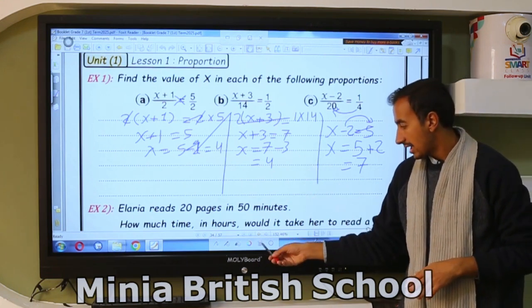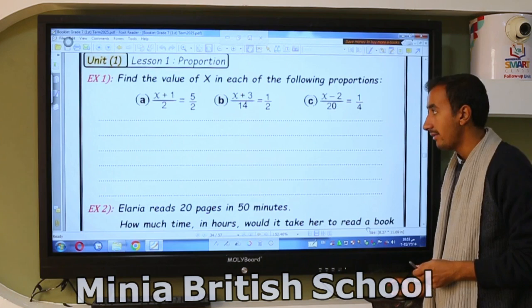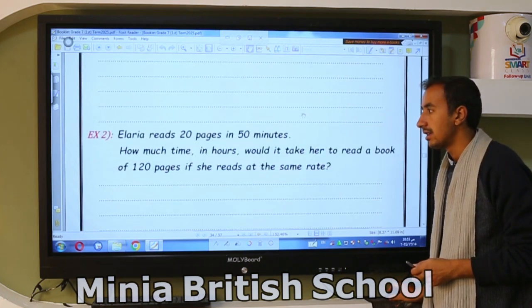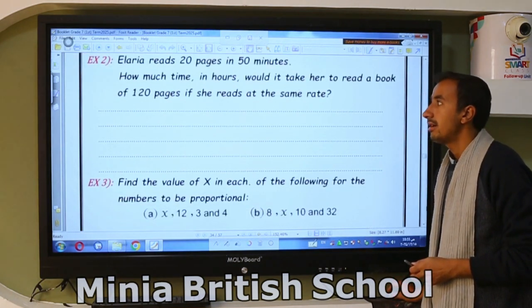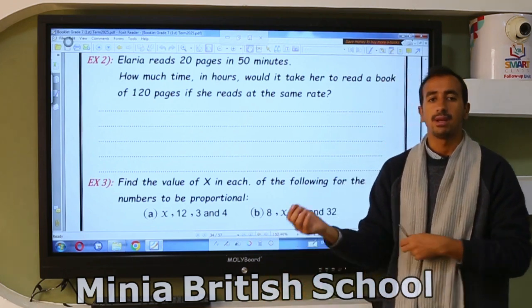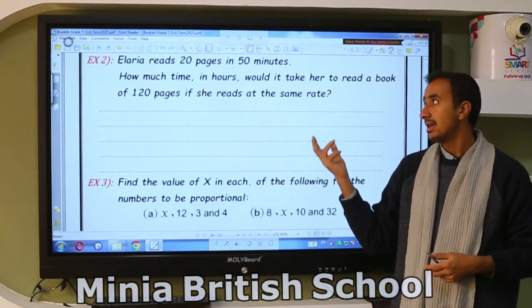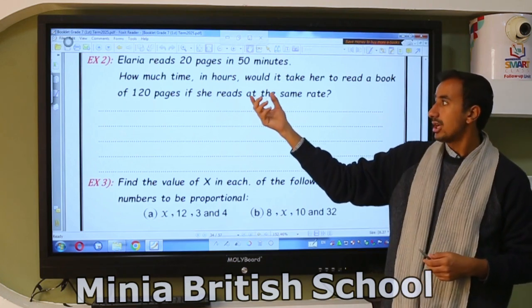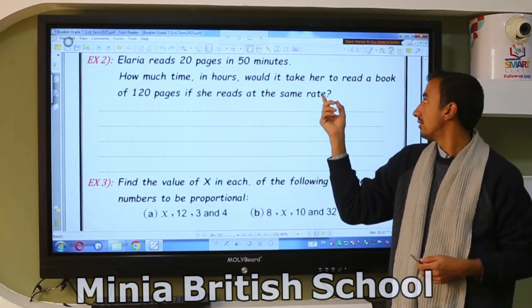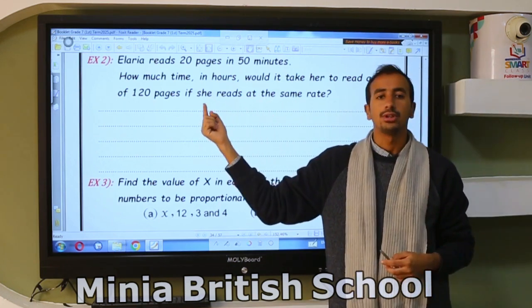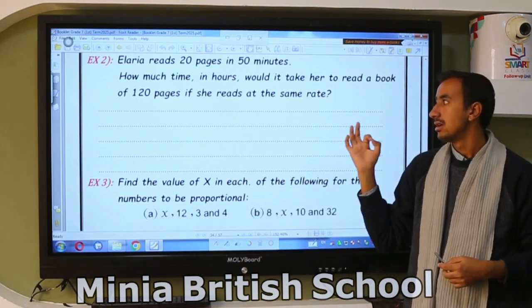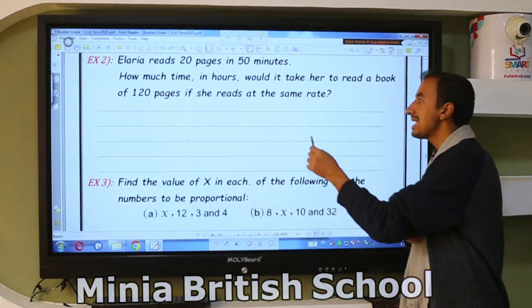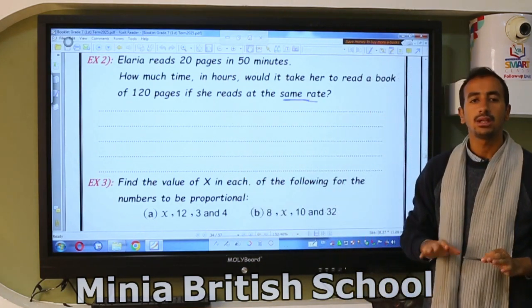Let's take another example, example number 2 in the booklet for the homework. Ilaria reads 20 pages in 50 minutes. How much time in hours would it take to read a book of 120 pages if she reads at the same rate? The same rate means proportional.